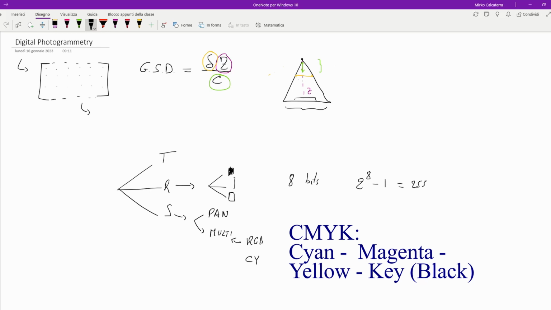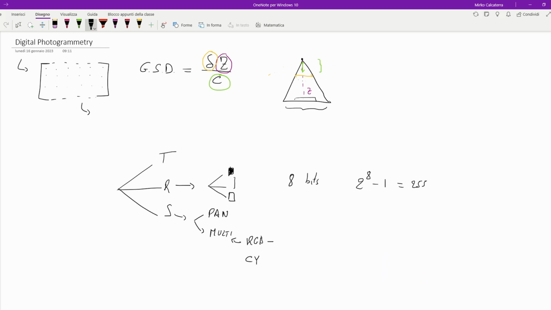In RGB, of course, RGB stands for red, green, and blue. In panchromatic, there is only one band, because here there are 3 bands. Here, if I'm not wrong, there are 4 bands to describe the color.